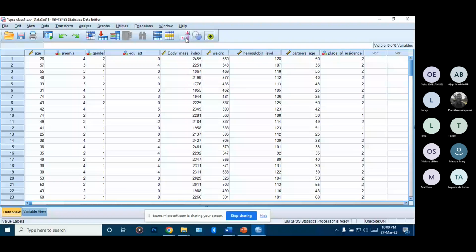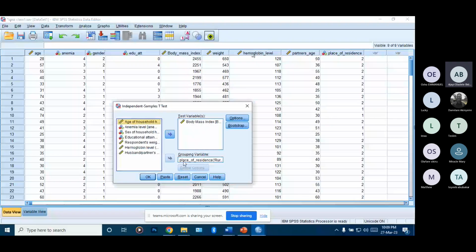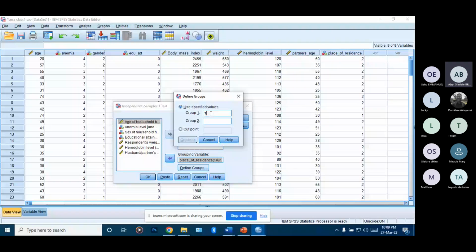Compare means, independent samples t-test. So this particular guy now, I will redefine this. Group 1 to be 1, group 2 to be 2. I'm no longer going to be using urban and rural because I've defined it now to be numeric, and I'm now going to be using the numerical values that I defined. Okay, so continue and okay.